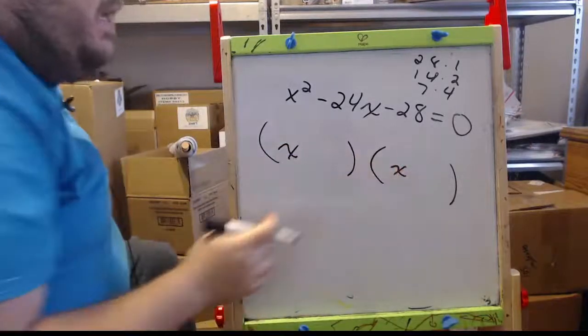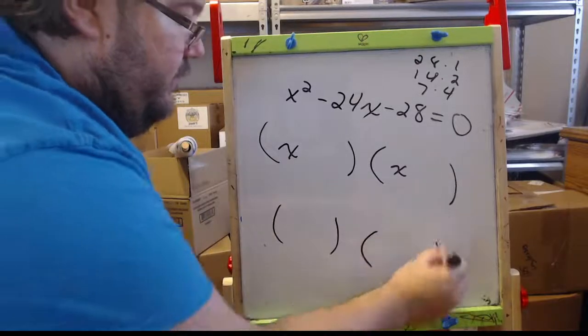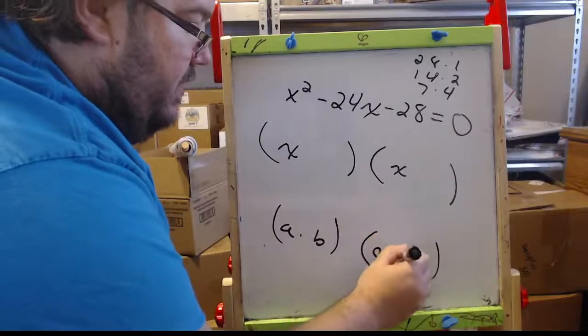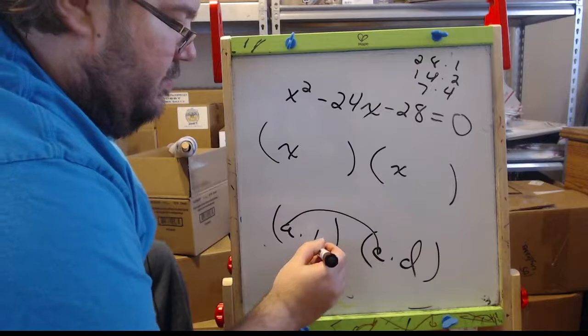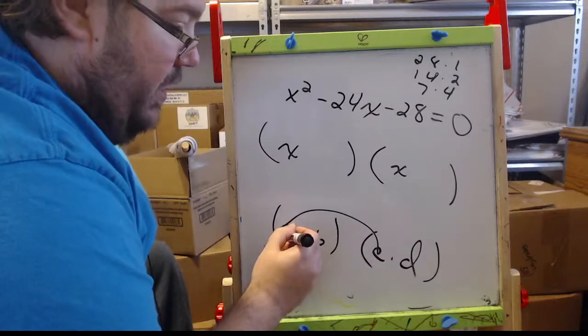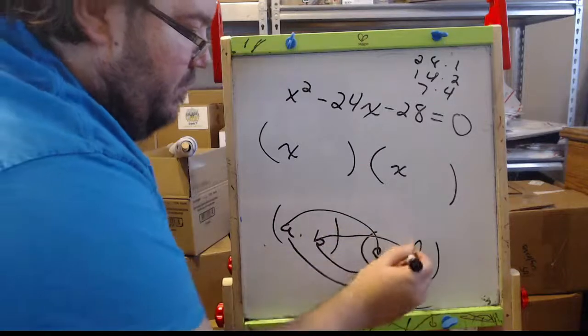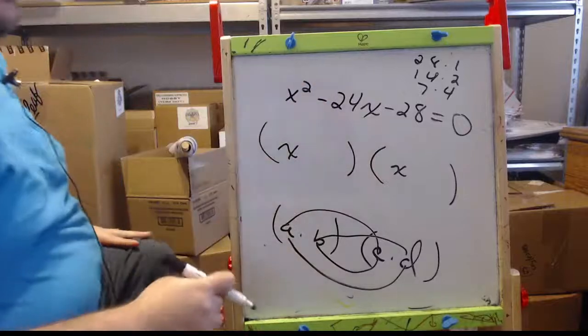So x times x, so what you're going to do is in these, let's say we have A, B, C, and D. Okay? You're going to multiply here. You're going to multiply here. You're going to multiply here. And you're going to multiply there. Okay? So x and x is going to give us our x squared.